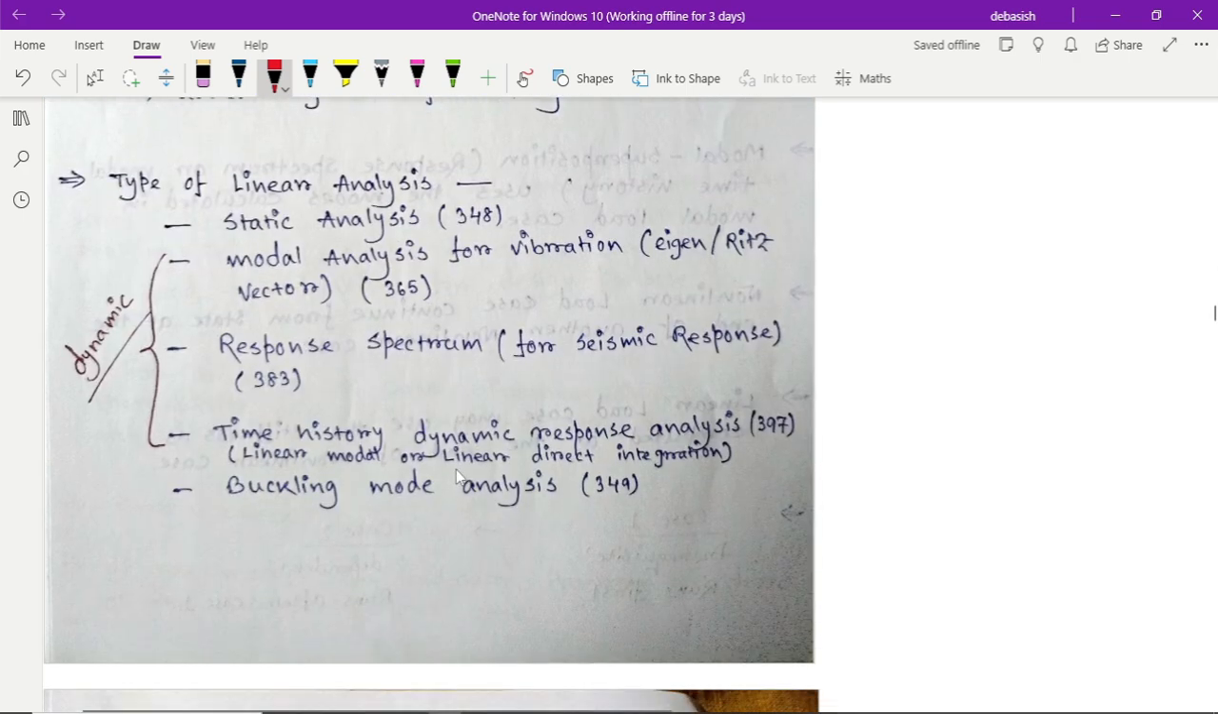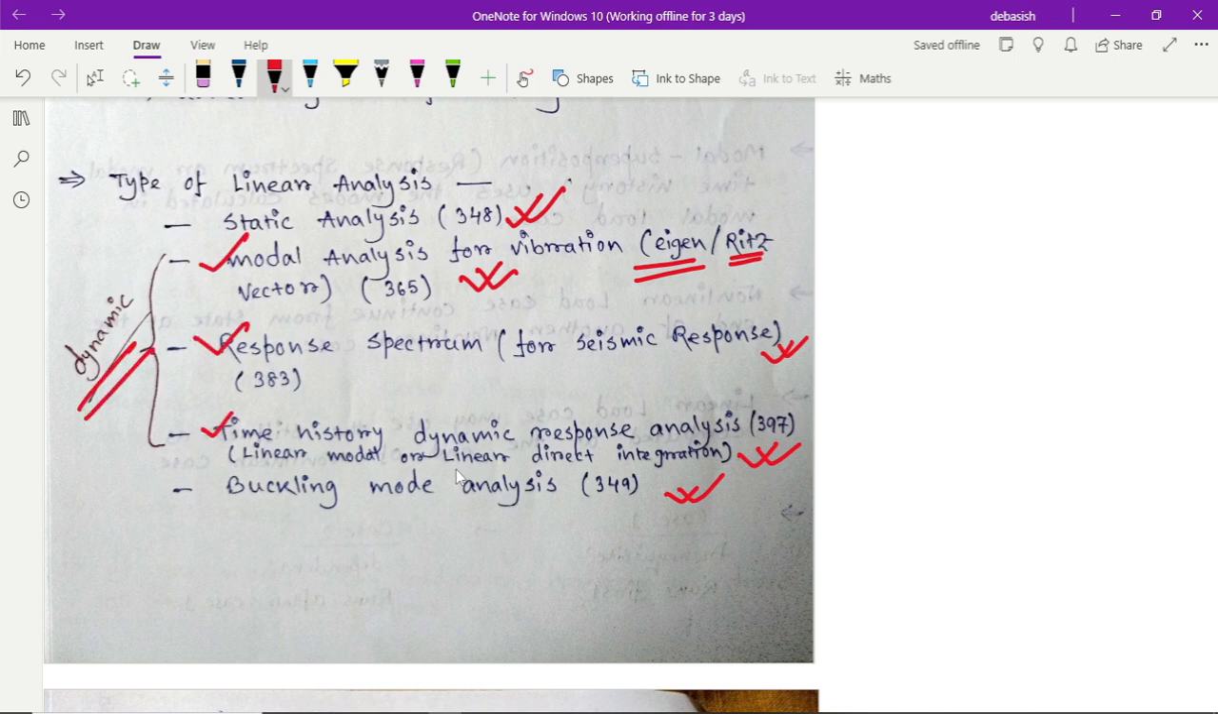So these are the types of linear analysis. Static analysis is the linear analysis. Modal analysis with eigenvector and ritz vector are linear analysis. Response spectrum analysis for calculating the dynamic earthquake forces is linear analysis. Linear modal time history and linear direct integration time history are linear analysis. And buckling mode analysis is also linear analysis. Among these 5 types of analysis, modal analysis, response spectrum and time history analysis are the dynamic analysis. The rest 2 are the static analysis.